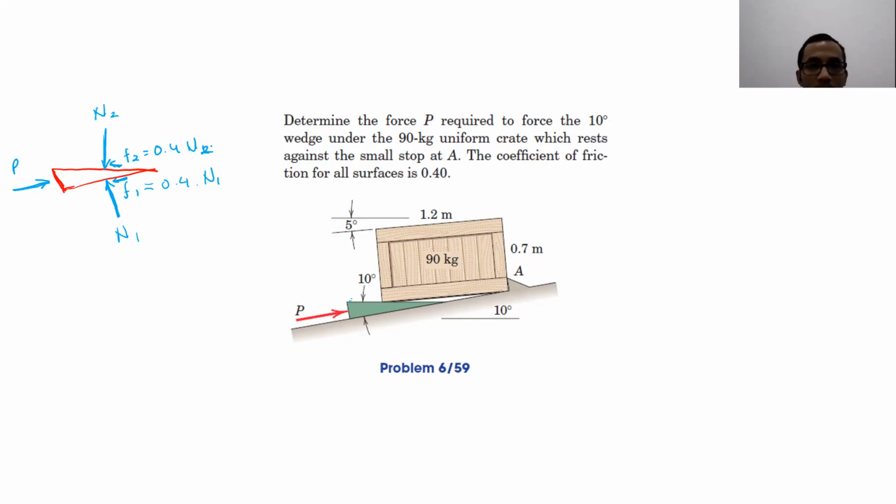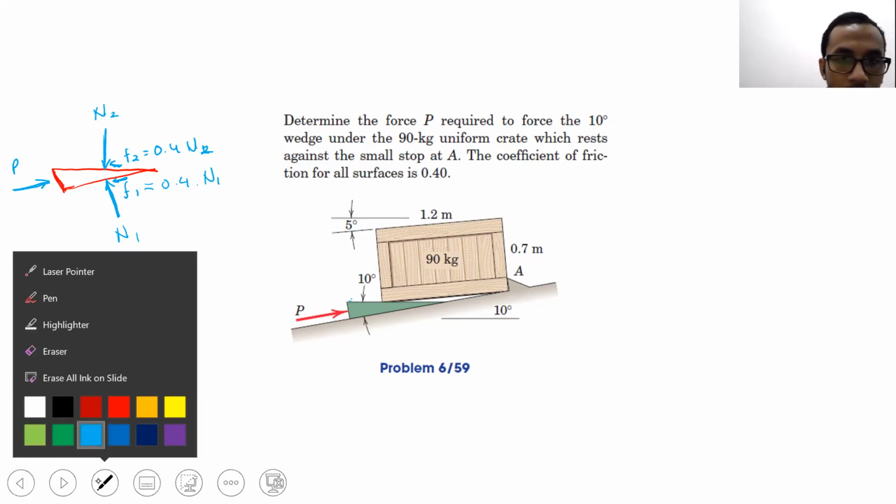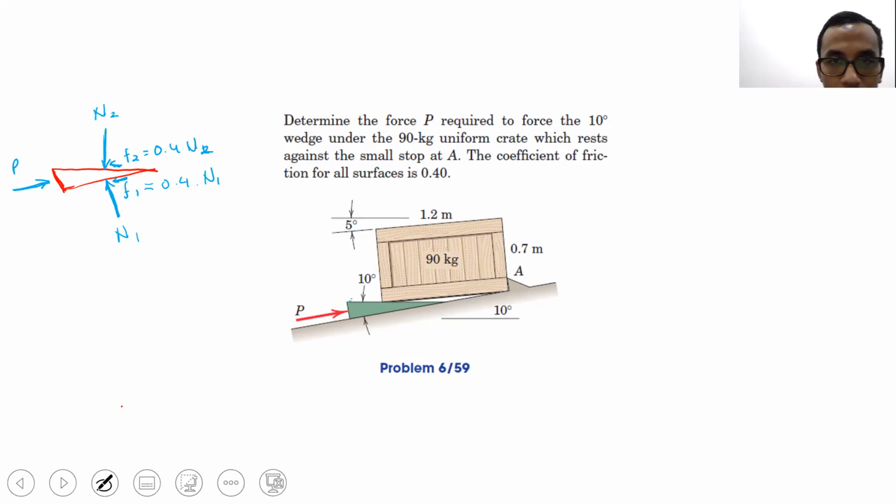Okay, so for this one, we have to use the surface of the wedge. Why? Because the contact on the wedge will be on the surface, but the contact on the crate will be on a point like that. Okay, and then if we want to draw the free body diagram of the crate, you can see there that the crate is having a 5 degrees angle there.